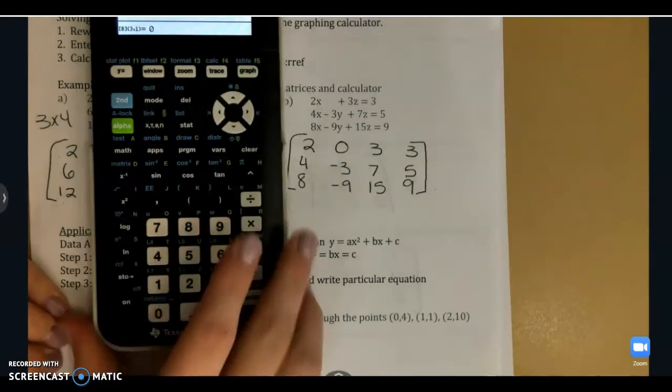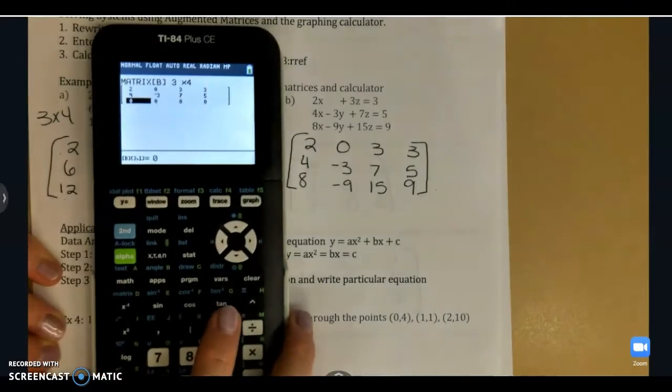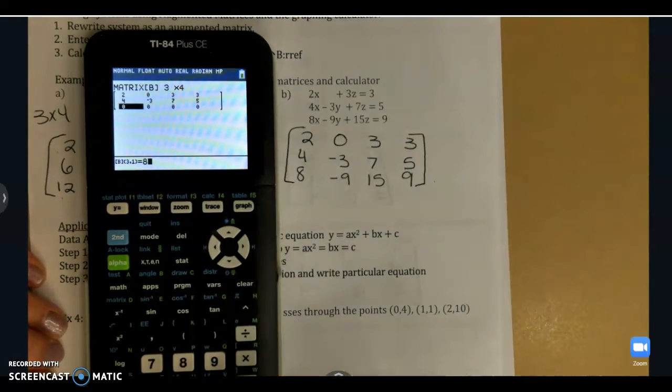Remember that you need to use the negative button when doing negative values and not the minus button because those are different.